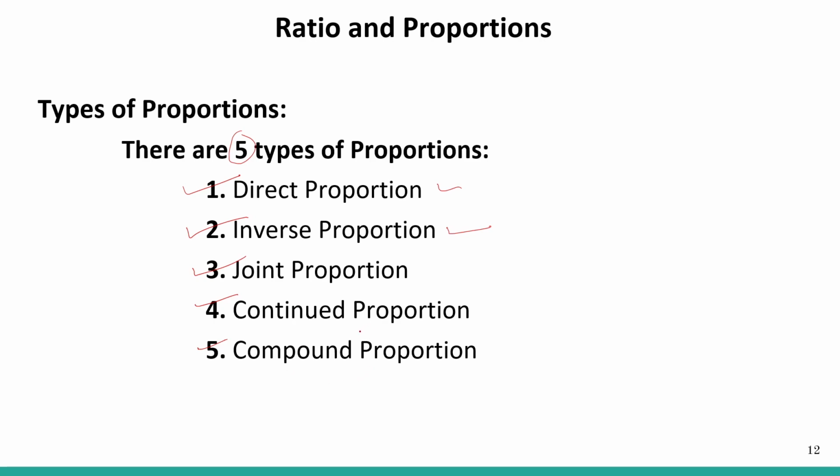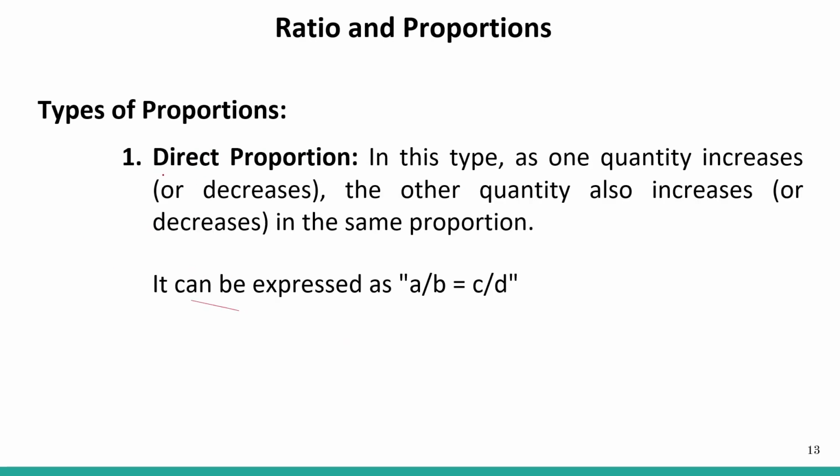So let's start describing what direct proportion is. In this type, as one quantity increases or decreases, the other quantity also increases or decreases in the same proportion. So if A is to B is directly proportional to C is to D, then if A increases, C increases, and the increment is proportionate. So what do I mean by the increment being proportionate?